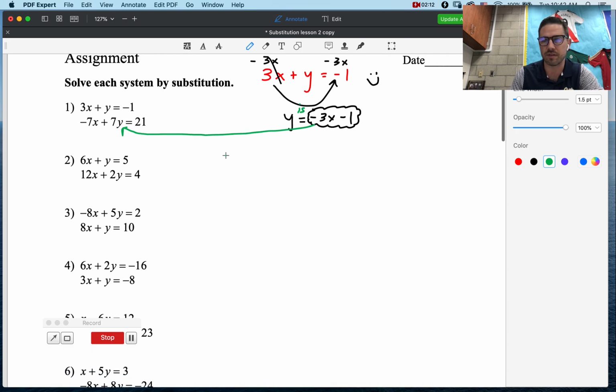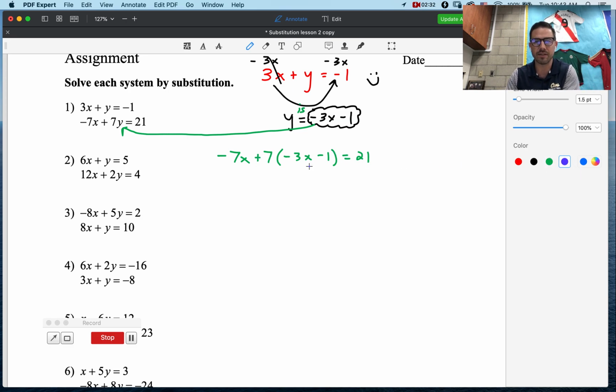So let's go ahead and do this. I'm going to try and do this slowly. We've got -7x, then we've got plus 7. And where I see a y, I'm going to put parentheses and put this in there: -3x minus 1 equals 21.